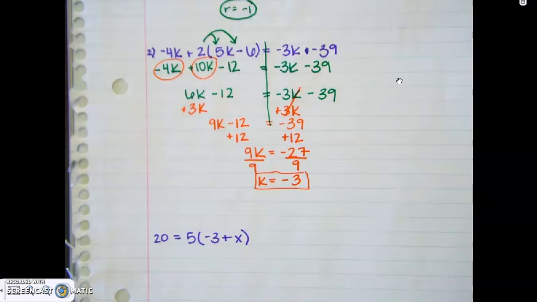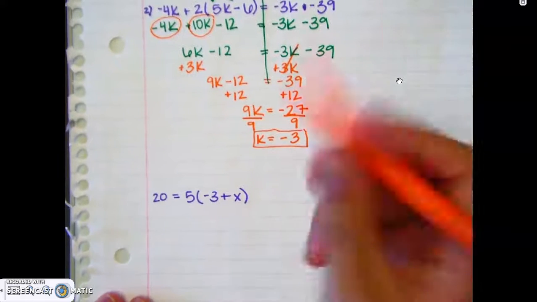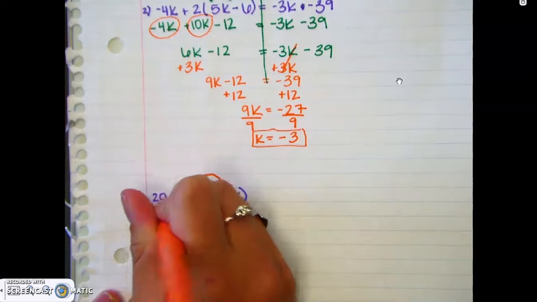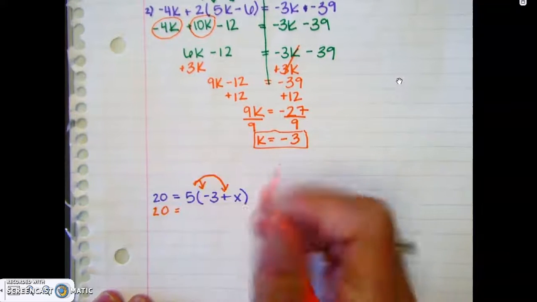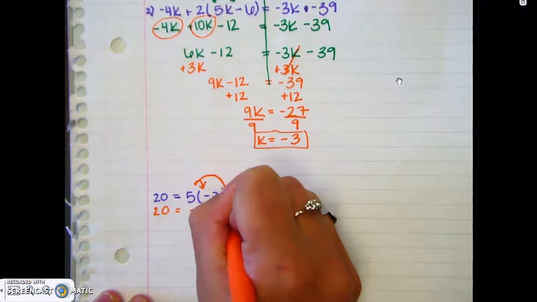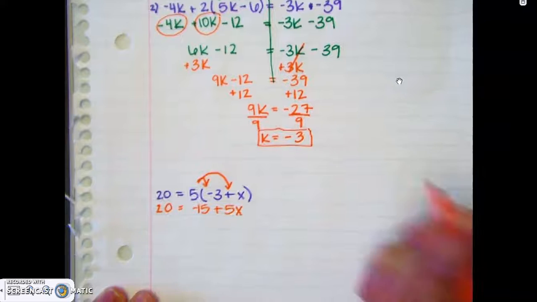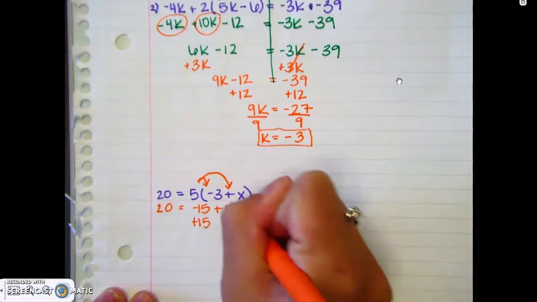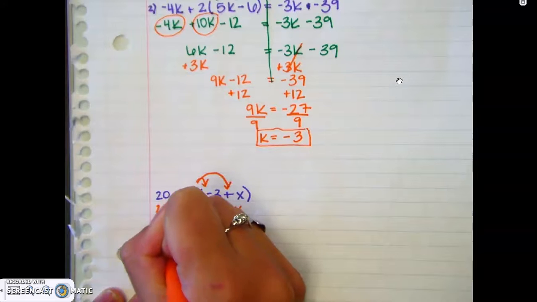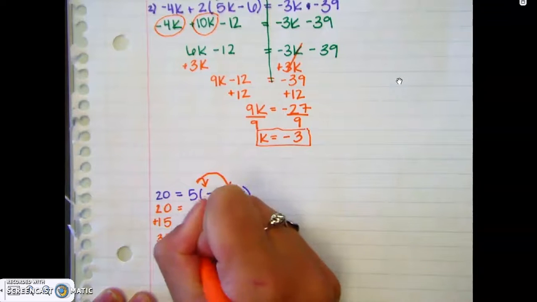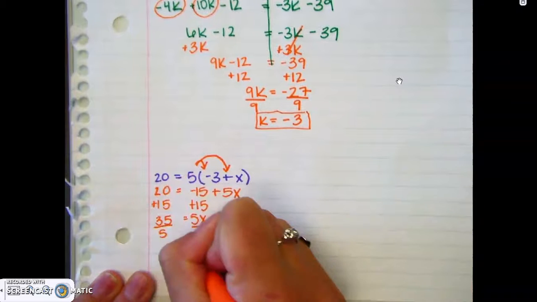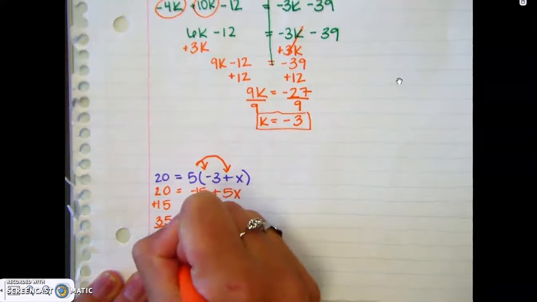So your first instinct might be to distribute that 5, because anytime you see parentheses, you think distribute, which is not a bad thing. So 5 times negative 3 is negative 15. 5 times x is plus 5x. I'm going to add 15 to both sides so I can get that x by itself. I'm left with 35 equals 5x. And my last step is to divide. I'm left with x equals 7.